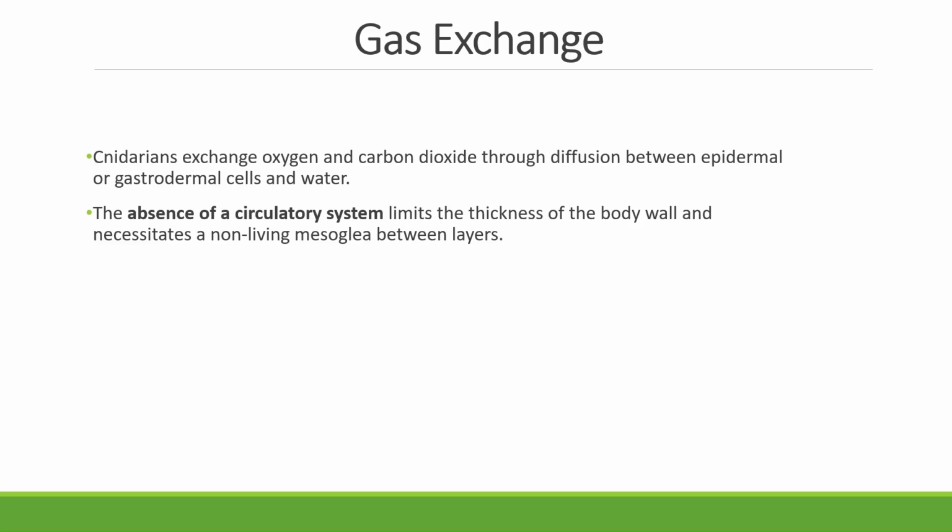So having a non-living mesoglia allows them to get away with a thicker body since it is a gel-like matrix and not made of living tissue.